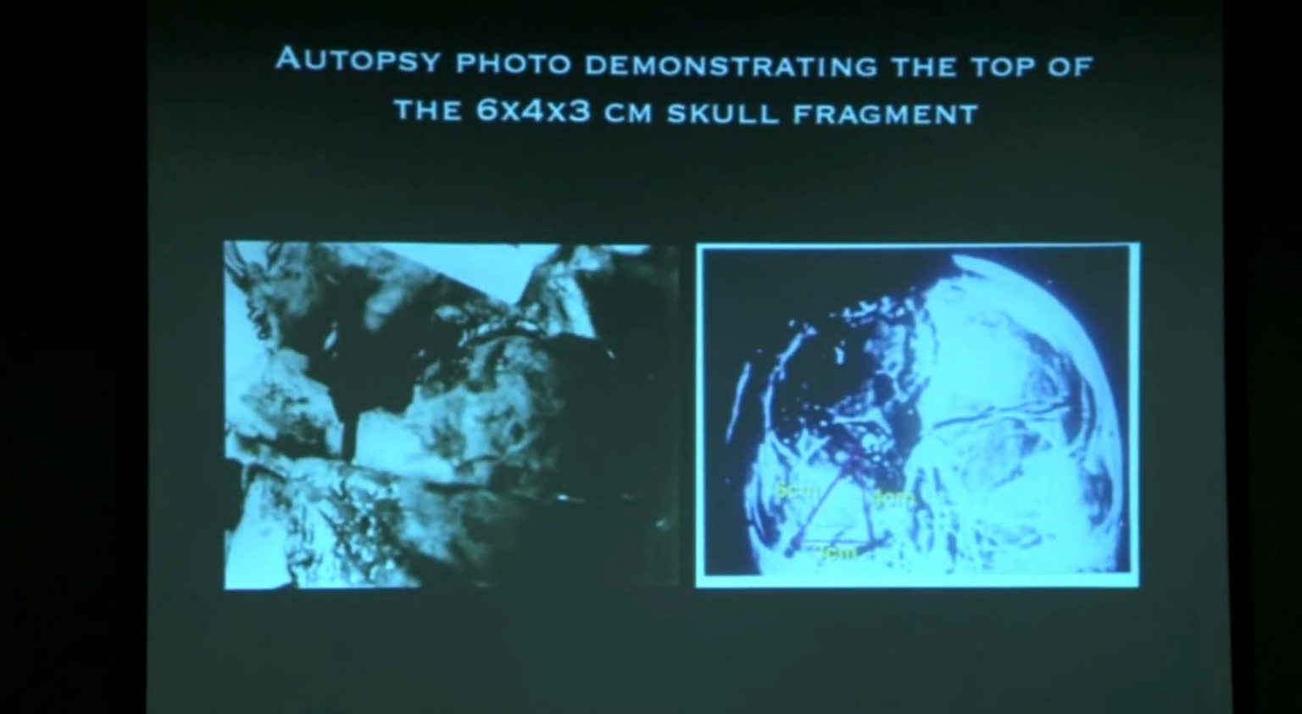We can see the top of the 6 by 4 by 3 centimeter fragment here in this autopsy photo. This photo was taken from the front of the head directed to the back. Here you can see the scalp reflected off the frontal bone with a semicircular defect from where the first bullet exited the front of the head. Here is his right cheek, and here is his right earlobe. This is not a picture taken from the back of the head.